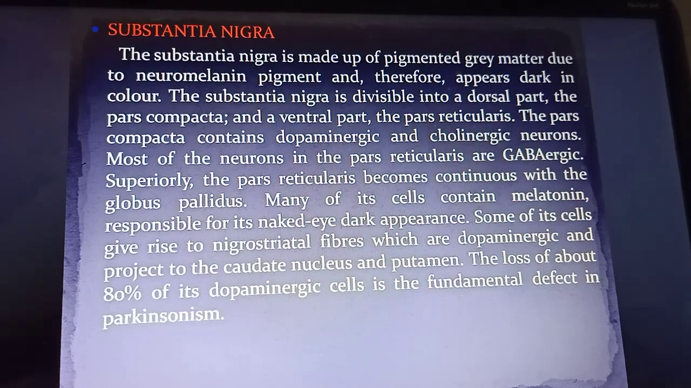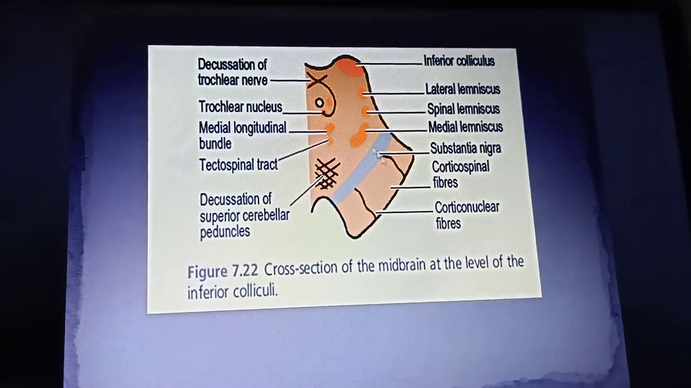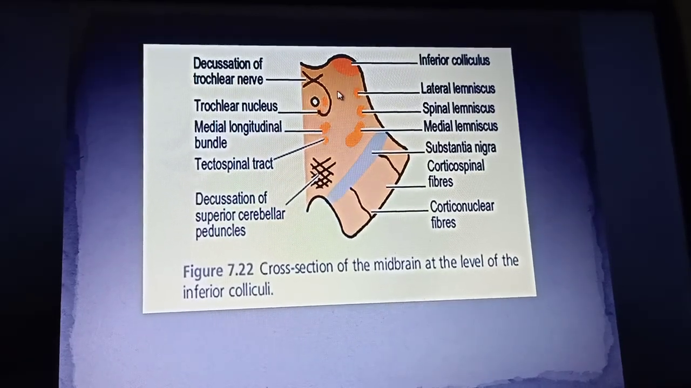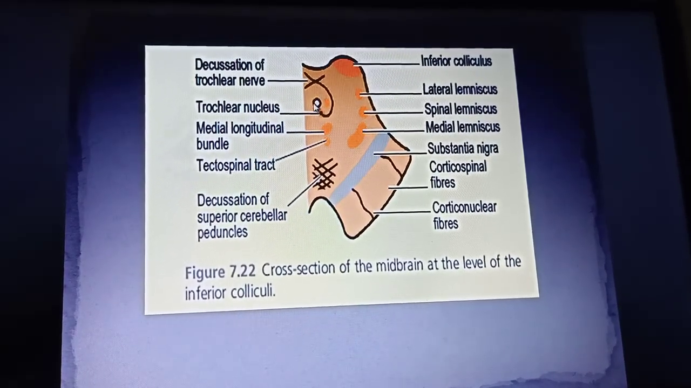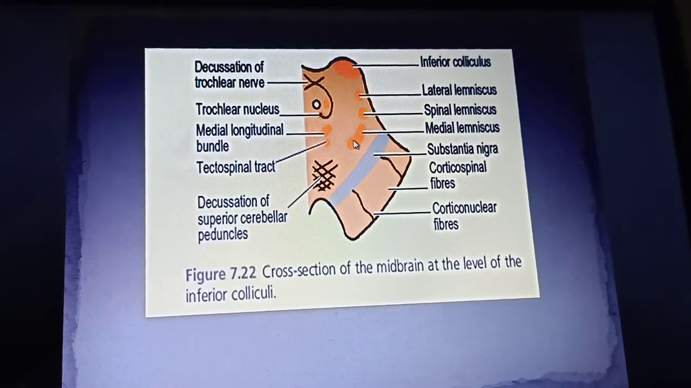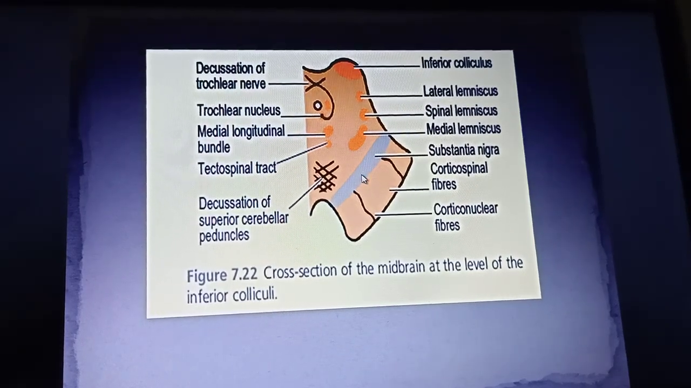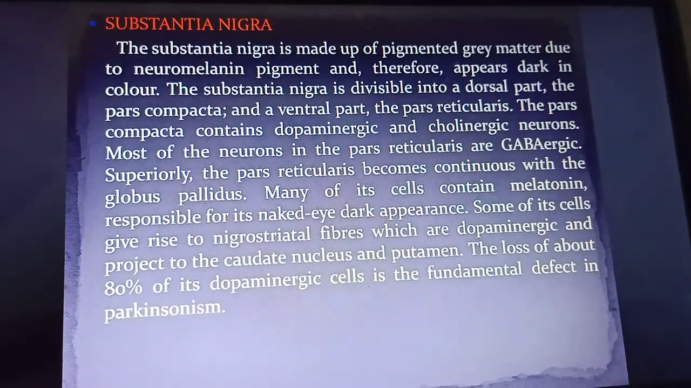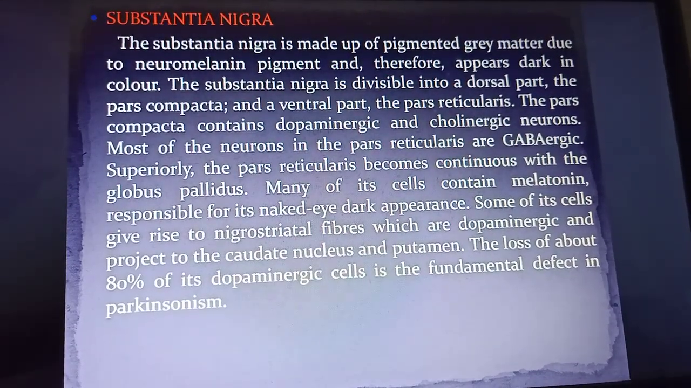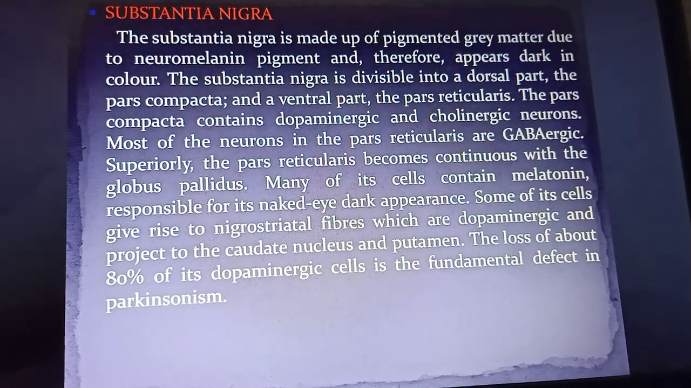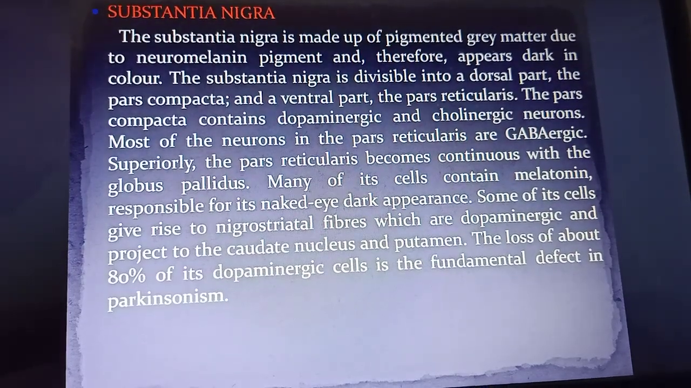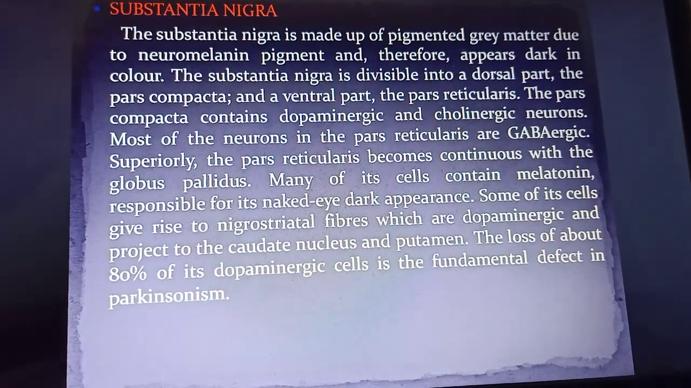See in the previous diagram, this is crus cerebri, this is substantia nigra and this part is tegmentum. The dorsal part behind this is the cerebral aqueduct. The dorsal part behind the cerebral aqueduct is the tectum. So, substantia nigra is divisible into a dorsal part known as pars compacta and a ventral part known as pars reticularis. The pars compacta contains dopaminergic and cholinergic neurons. Most of the neurons in the pars reticularis are GABAergic.